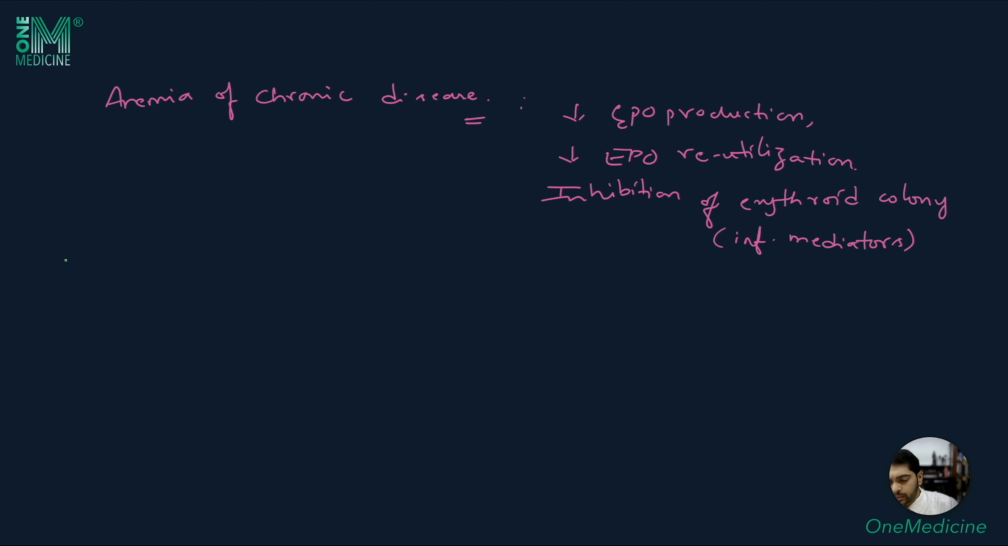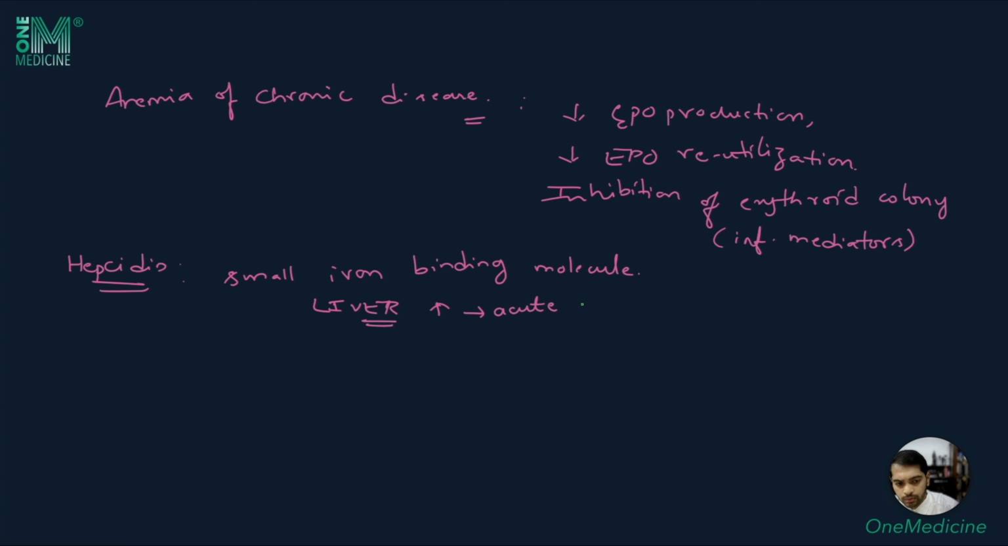An important concept here is hepcidin. This is a small iron binding molecule that is produced by the liver, and it increases during acute inflammation. So it's a positive acute phase reactant. This reduces the binding of iron and also reduces the reutilization of iron for hemoglobin synthesis.